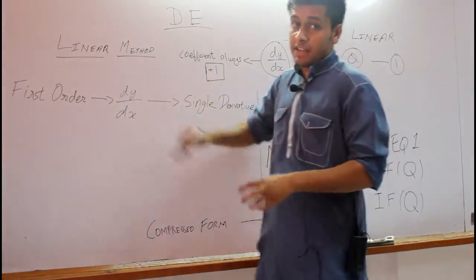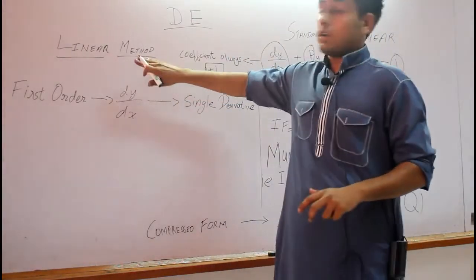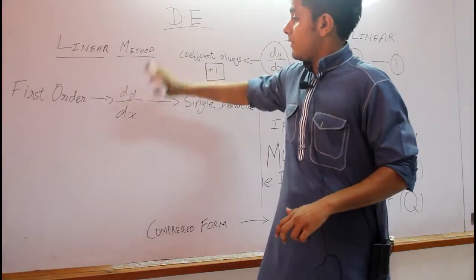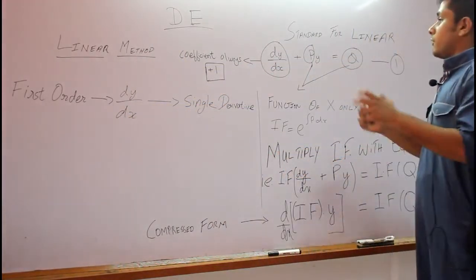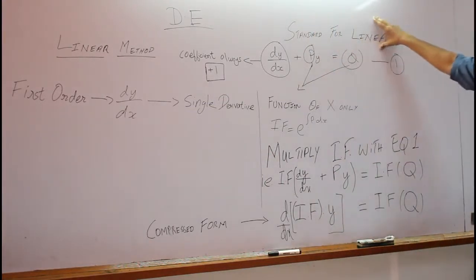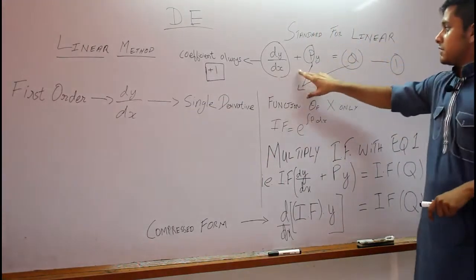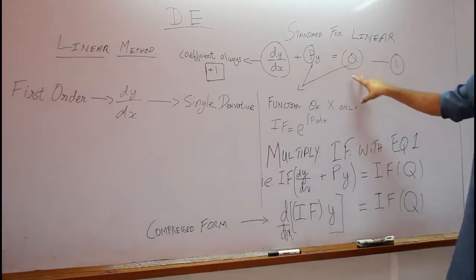First order means dy over dx. We can only use this linear method when we have first order. Okay, let's see what is first order. This is the standard form of writing the first order: dy over dx plus py equals q.